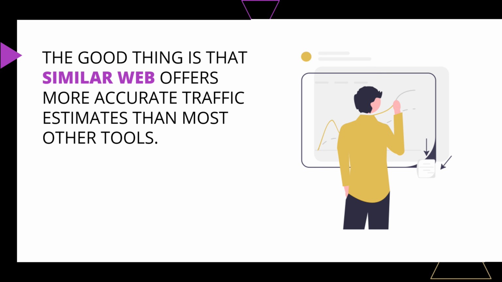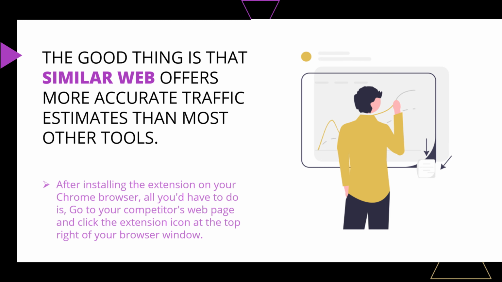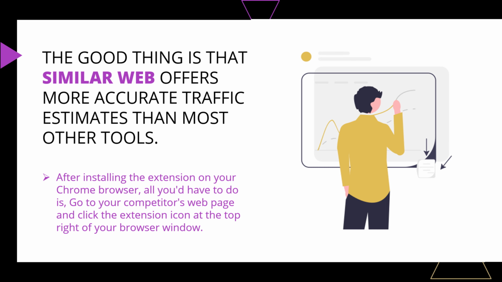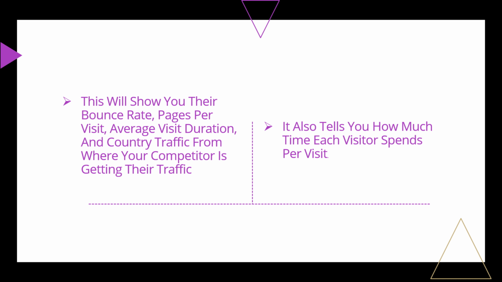So there's a nice little illustration to go with that. Once you install the extension, all you have to do is go to your competitor's webpage and click the extension icon and get the information: the pages per visit, the average duration, the country. You don't need me to read all of that to you. It really gives you a lot of great information about the traffic coming to your or a competitor's site. So this is a really handy tool that not as many people use as could probably benefit from it.